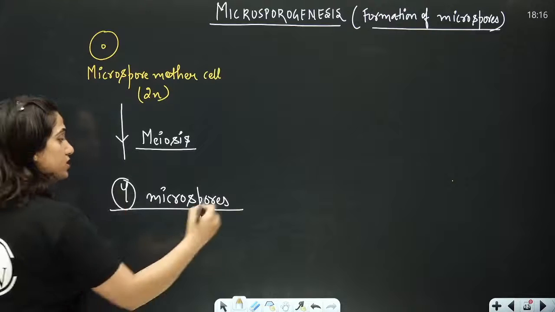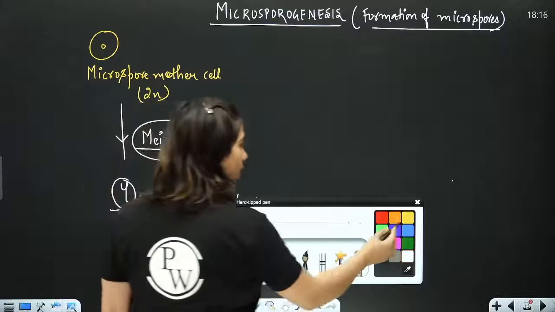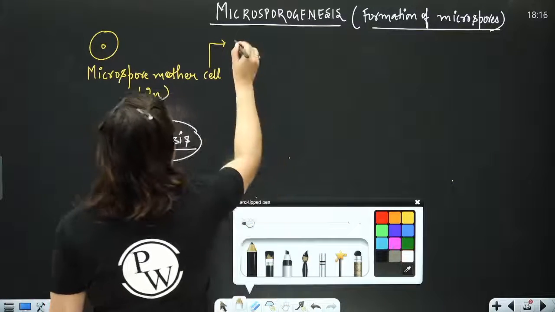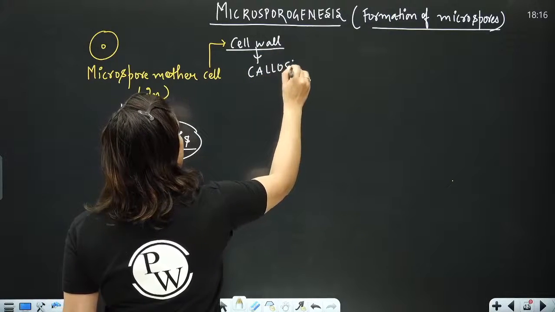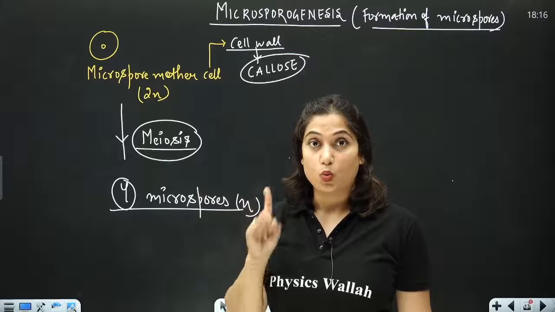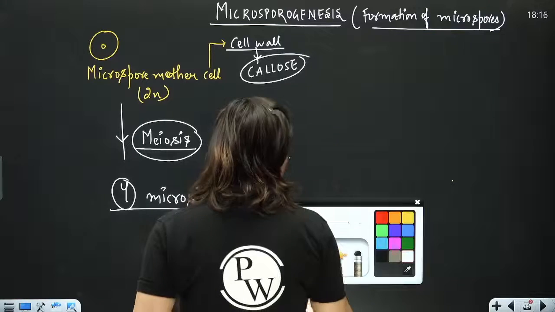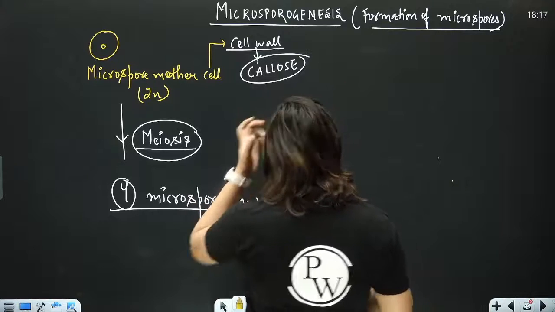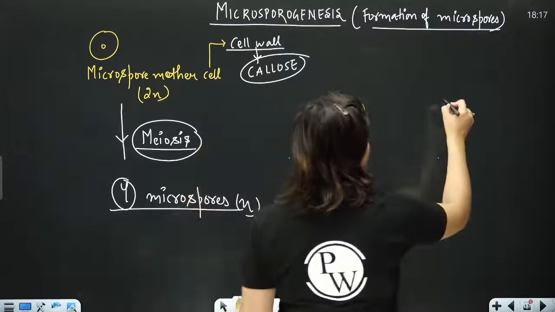4 microspores, and obviously these microspores are haploid because they are the result of meiosis. Now the microspore mother cell has a special type of compound in its cell wall called callose. Callose is a type of carbohydrate. So what will happen? One microspore mother cell, when it undergoes meiosis, will form 4 microspores, right? And these 4 microspores remain attached to each other.